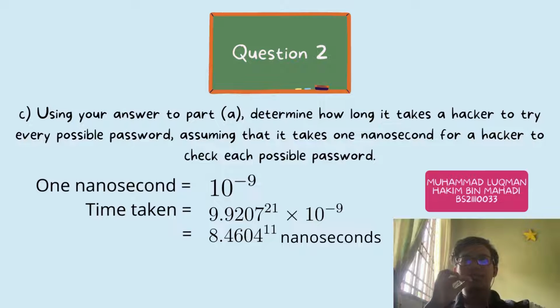So for question C, using your answer to part A, determine how long it takes a hacker to try every possible password, assuming that it takes 1 nanosecond for a hacker to check each possible password. So 1 nanosecond is 10 to the power of negative 9, and the time taken is 9.9207 times 10 to the power of 21. We multiply by 10 to the power of negative 9, and we get 8.4604 times 10 to the power of 11 seconds.